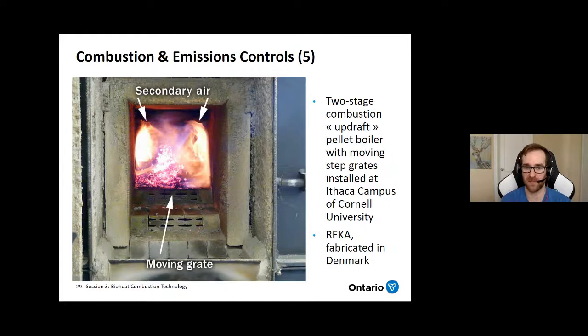And as the fuel is being fed, it's moving down the grates, and I think two of the grates are moving, and it keeps pushing slowly but surely the pellets as they burn. And then at the bottom, you don't see, but they would eventually fall into the automatic ash removal. And that's that picture, what's called an updraft, two-stage combustion.